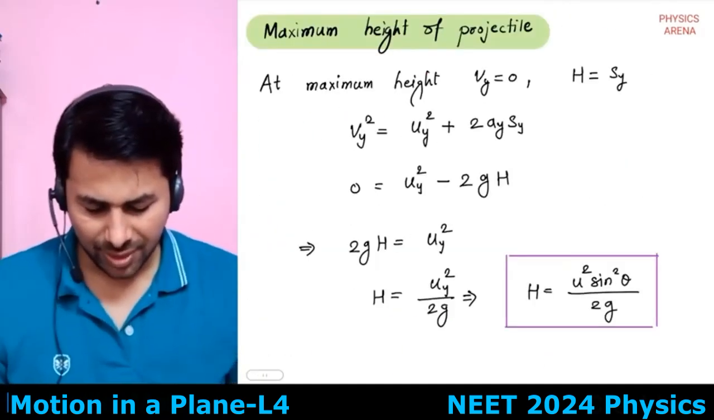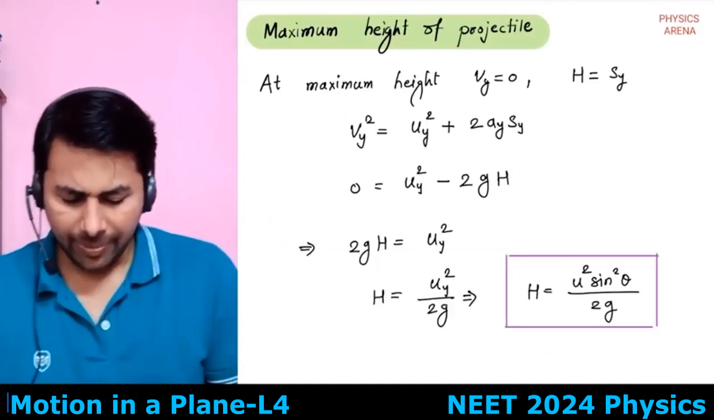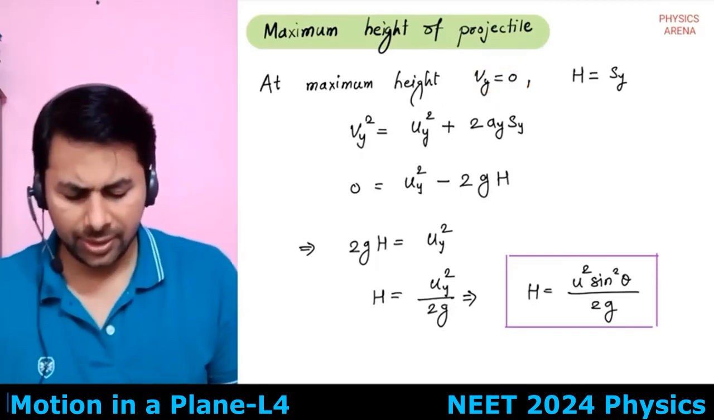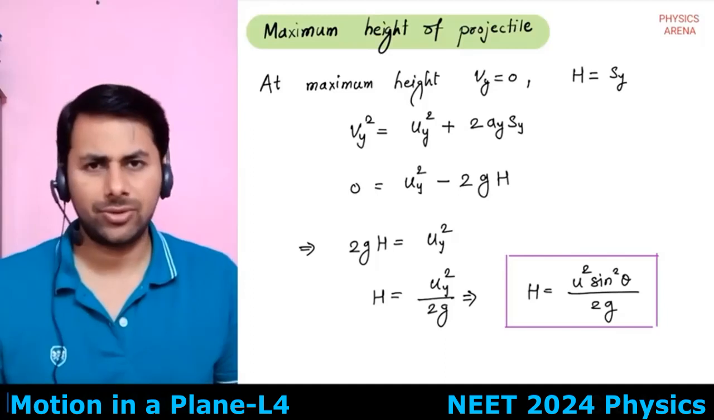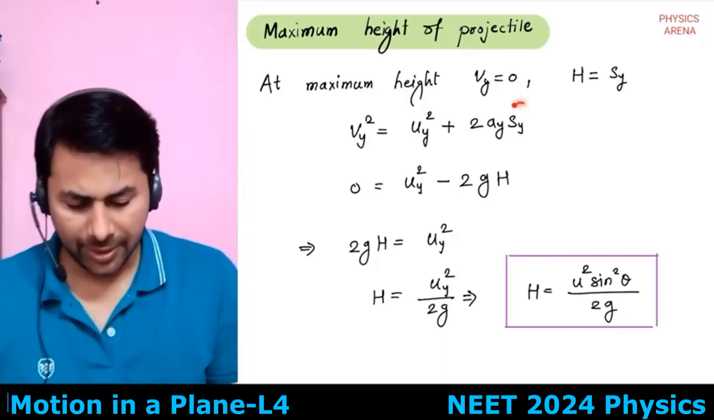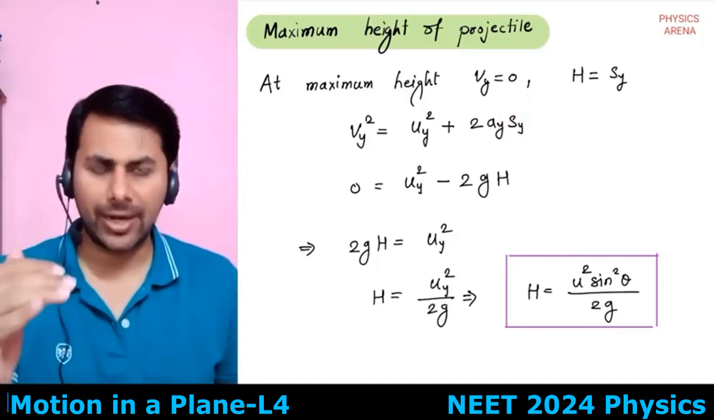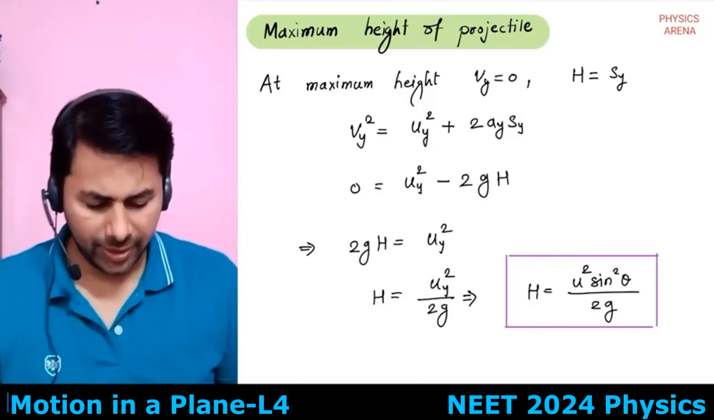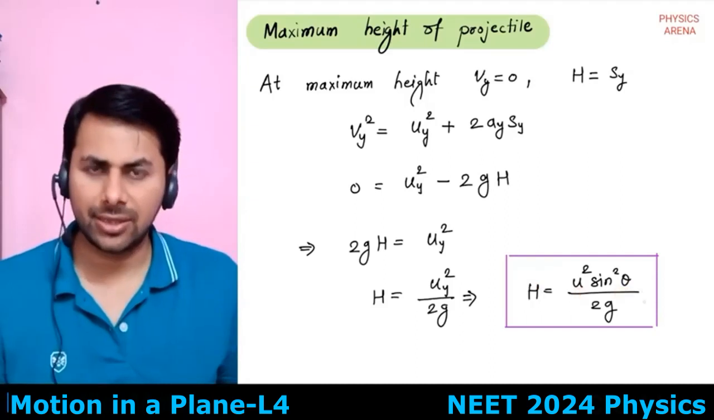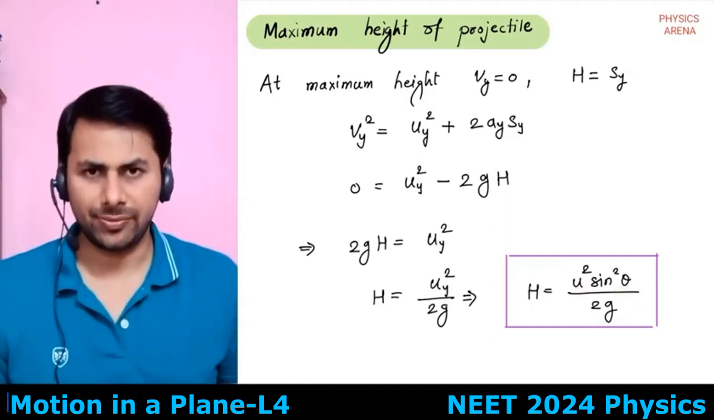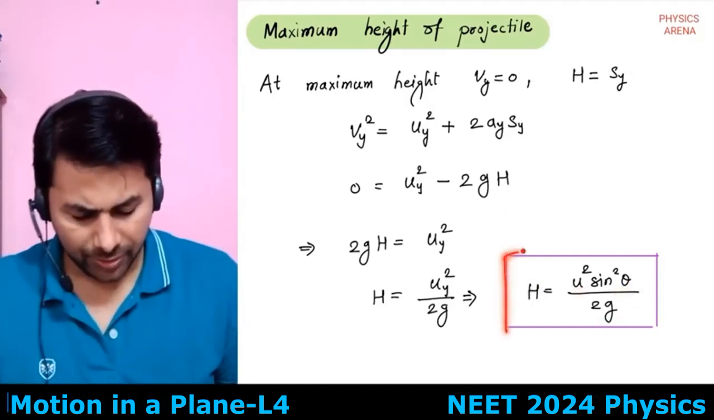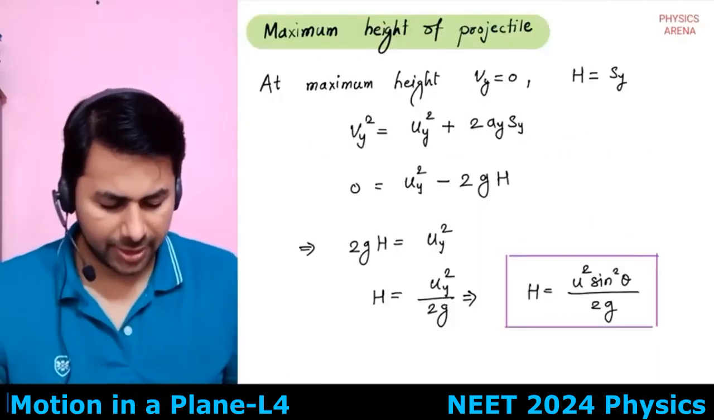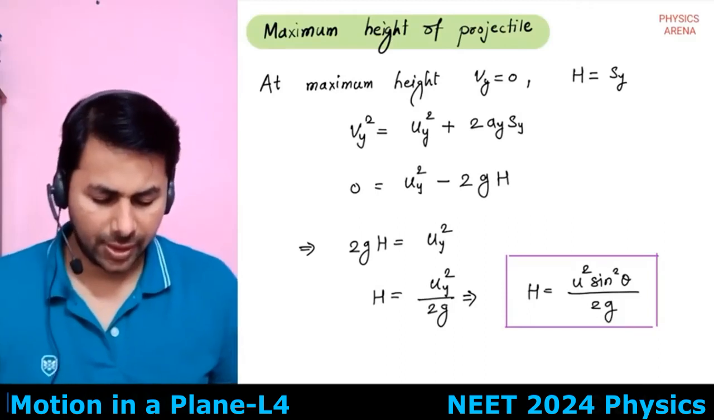Now, at maximum height the velocity will be equal to 0, and then using the equation v square equals u square plus 2as, we can find the displacement along the y direction. That maximum height comes out to be h equals u square sine square theta divided by 2g. We have to remember this formula: h is equal to u square sine square theta divided by 2g.